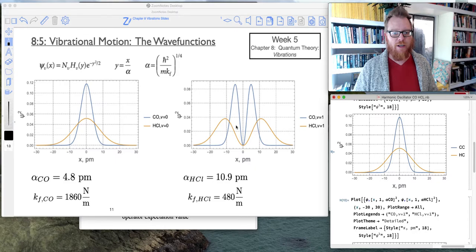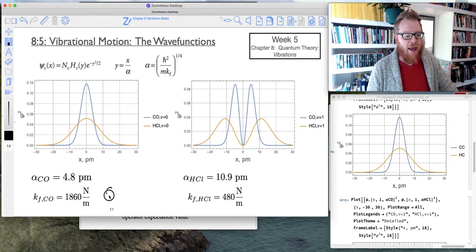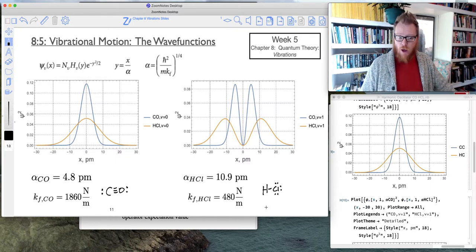So here I'm going to have my calculation and then the graph up here side by side. And what I've done here is I've calculated the wave function for carbon monoxide and HCl using the harmonic oscillator model. So you can see the force constant for carbon monoxide is quite large, 1860 Newton per meter. And so that would be an example of a very stiff spring because we know carbon monoxide has that triple bond. Versus HCl, which has a very small force constant of 480 newtons per meter. And that's just because that's a single bond like so.